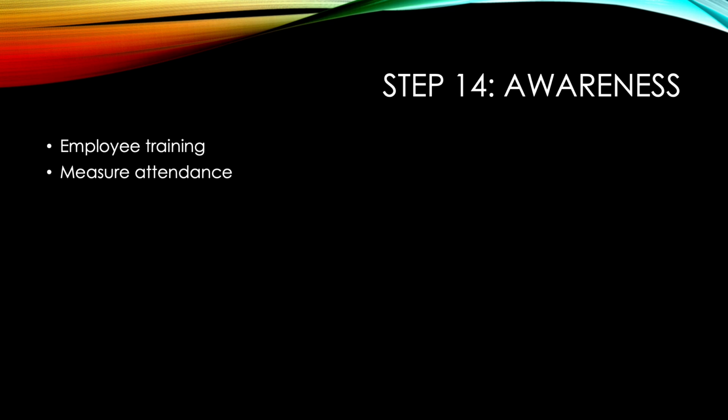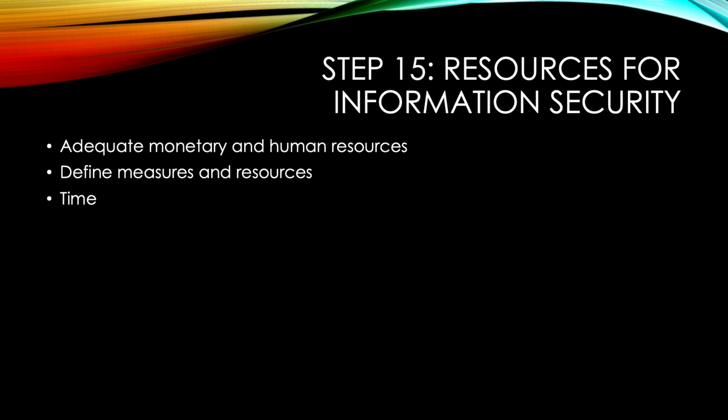Step 15. Resources for information security. As already mentioned in part 1, information security needs adequate monetary and human resources. If security measures are defined, resources also need to be defined alongside. Resources should be granted in a timely fashion, and the CISO or his employees need to have enough time to implement the agreed upon measures.